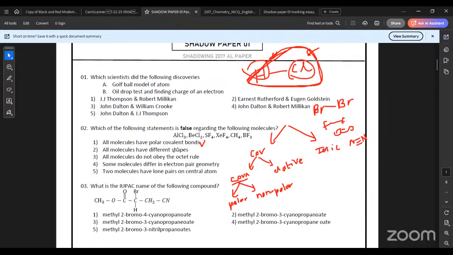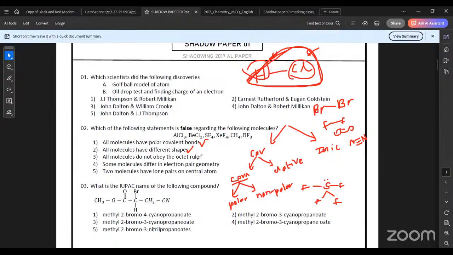All molecules have different shapes. Yes, beryllium chloride is linear. This one is trigonal planar. This one is tetrahedral. No, this one is not tetrahedral. SF4 is like this, 1, 2, 3. That is seesaw. This is trigonal planar. So all of them have different shapes.